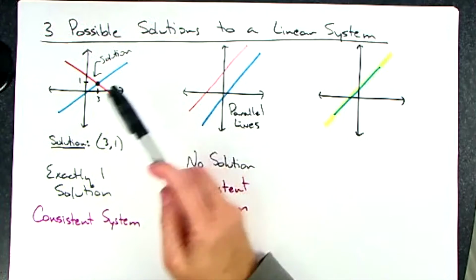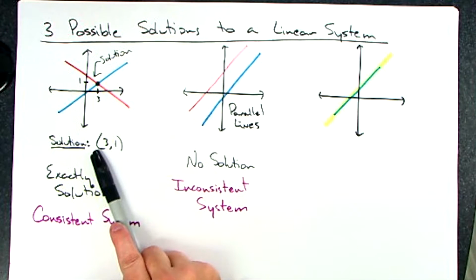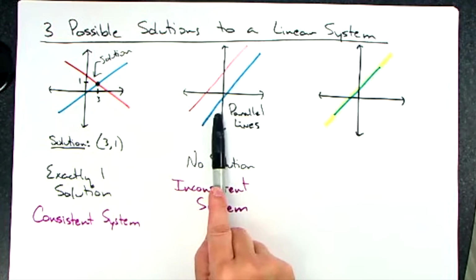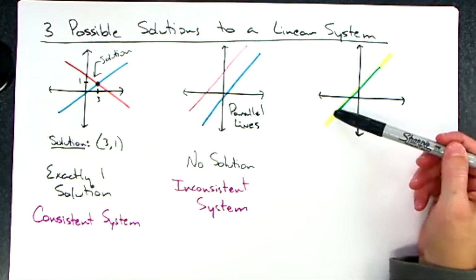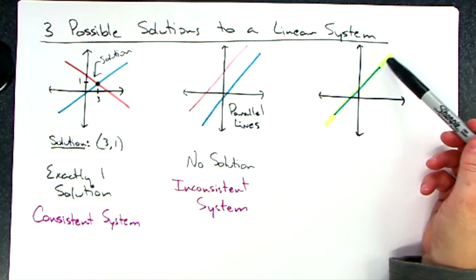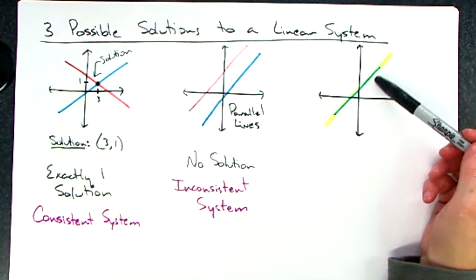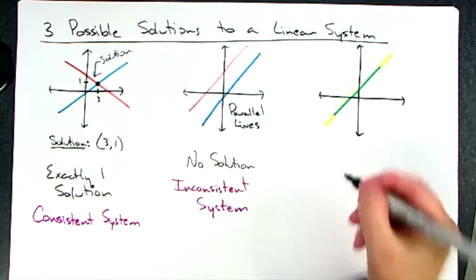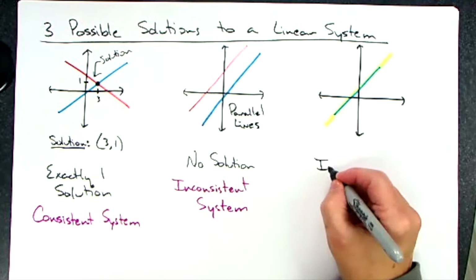All right, now, we said the point at which they cross is the solution. Well, this one clearly crosses at one spot. This doesn't cross at all. All right, but how many points do they have in common? Every point on the line, and there's infinitely many points on that line, so this is infinitely many solutions.